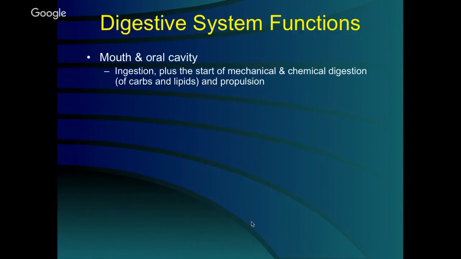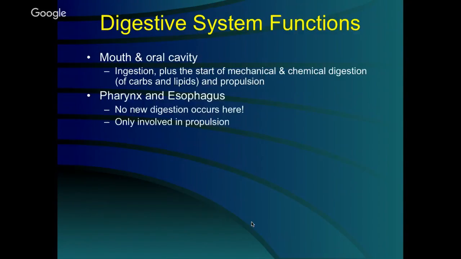Propulsion, like I said, takes place in every region. So you should see that listed in every section as we move through, and make sure that you include that as a function for every region. Now, once we get into the pharynx and then the esophagus, we don't really see anything new happening. The food does not spend much time here. So there's no new digestion occurring. The enzymes that were added in the mouth keep working. There's no reason they wouldn't, but they just don't have a lot of time and nothing new is added. So the only real function that we list for the pharynx and the esophagus is propulsion.